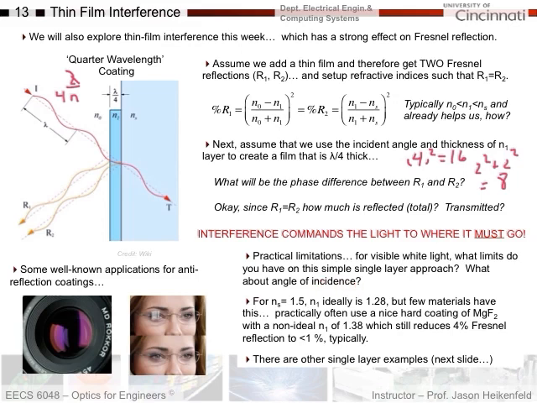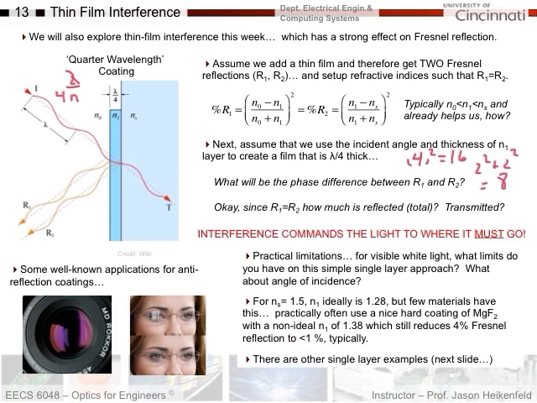Now, for practical applications, if you have a substrate that's 1.5 for refractive index, this coating, you would typically want to be 1.28 if you do the math. But very few materials have this low refractive index. Practically, you often just use a nice hard coating of magnesium fluoride, which has a non-ideal refractive index of 1.38. It's not 1.28, but it still reduces 4% Fresnel reflection off a glass surface to less than 1% typically. So that's a big advantage.